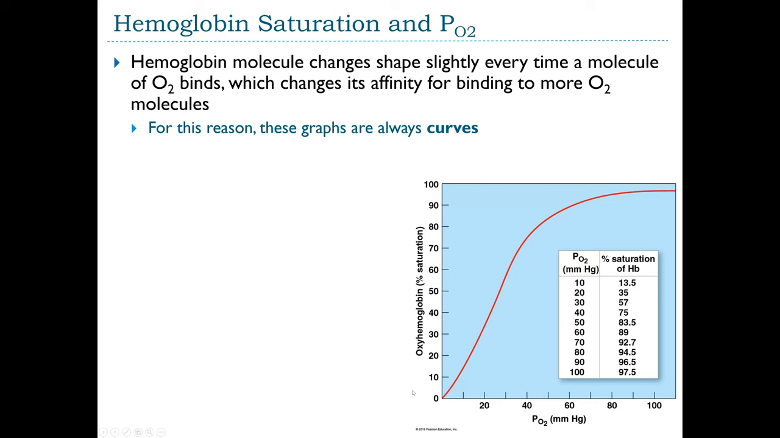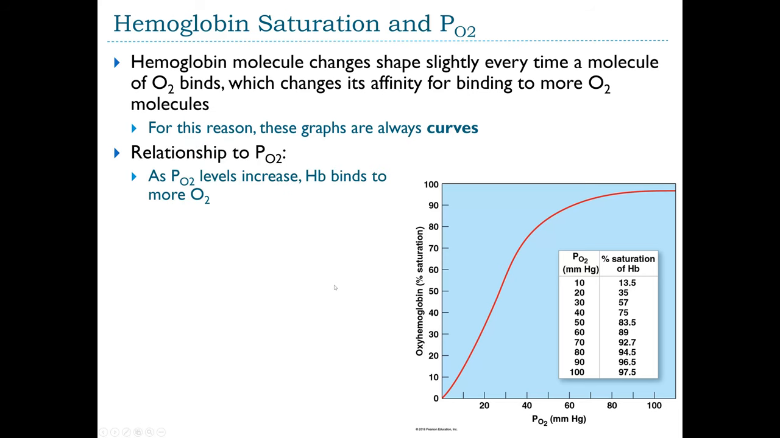And so notice that sometimes you can get funky percentages. So just keep in mind that this is an average of all of the hemoglobin. So if you look at an individual hemoglobin, you can only have 0, 25, 50, 75, or 100% saturation because there's only four spots that oxygen can bind to. But we get some of these funky percentages because, again, this is an average of all of the hemoglobins in the blood at these specific conditions.